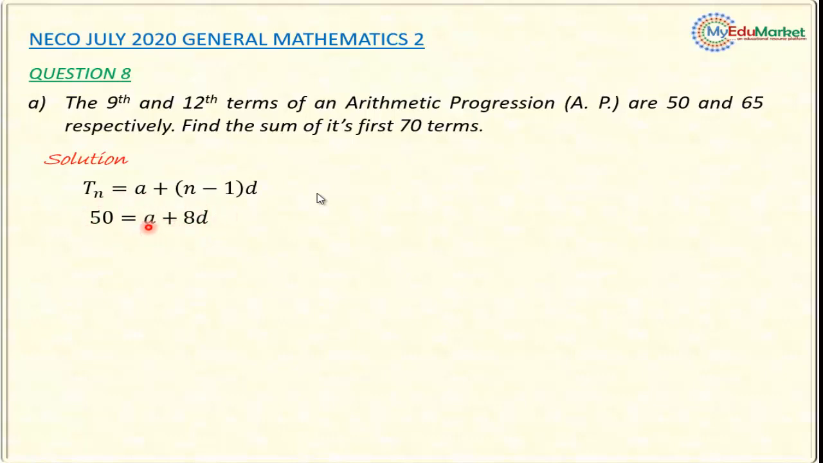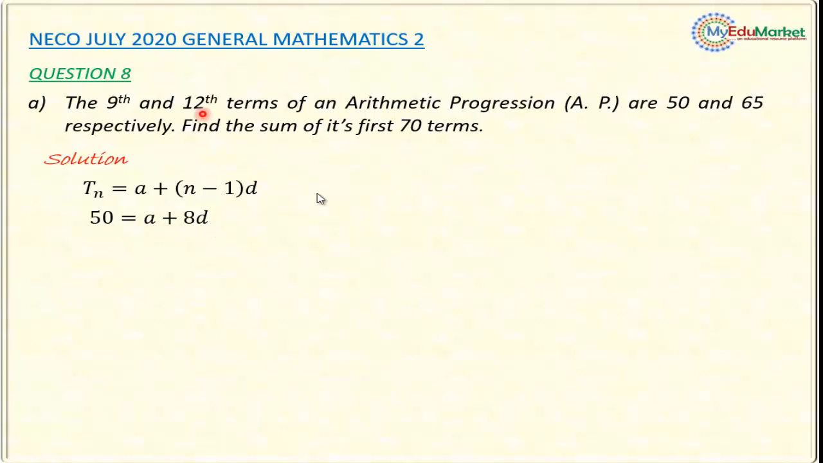I'm trying to get a and d so that I can answer this question, because the first term of the AP is not given and the common difference is not given. So I'm going to use this information to form two equations in terms of a and d so that I can solve them simultaneously. This is just one of the equations, so let me use the other information.